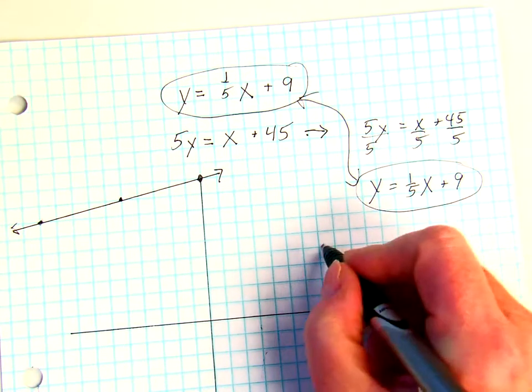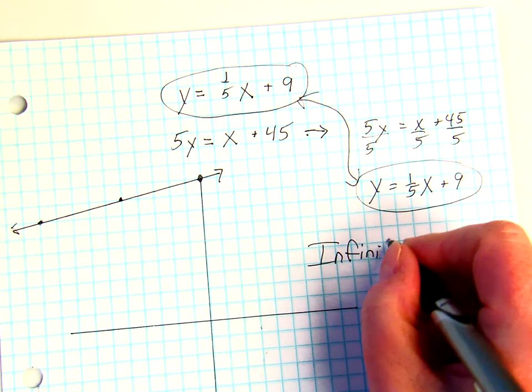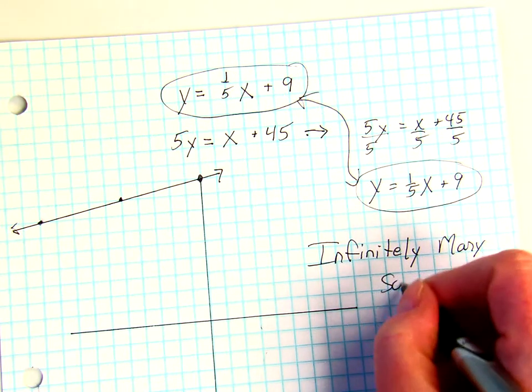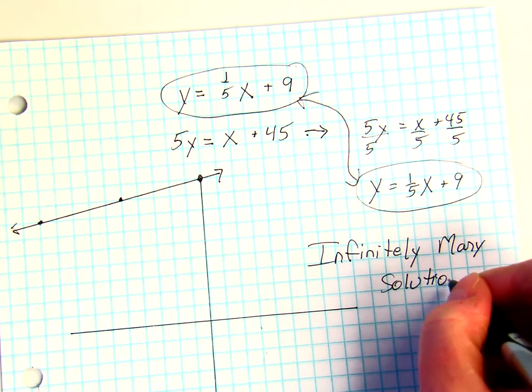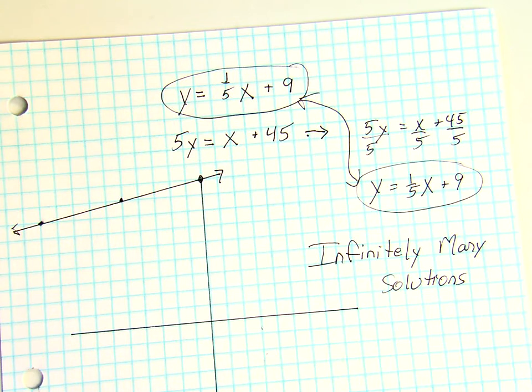And this is called infinitely many solutions. They're the same line, so anything you pick would be the same. So this is all there is to solving these systems with graphing. So yeah, no bells and whistles. I didn't bring in anything strange for you today. I hope that's okay. Okay.